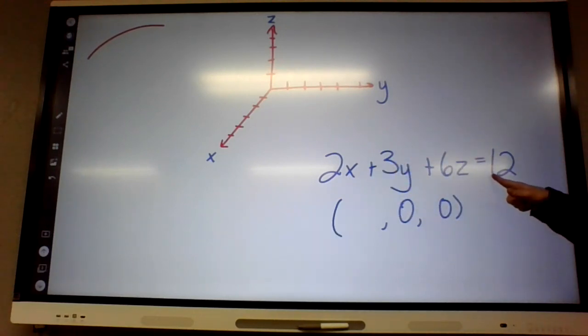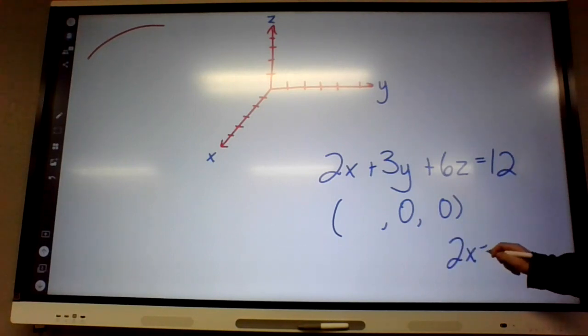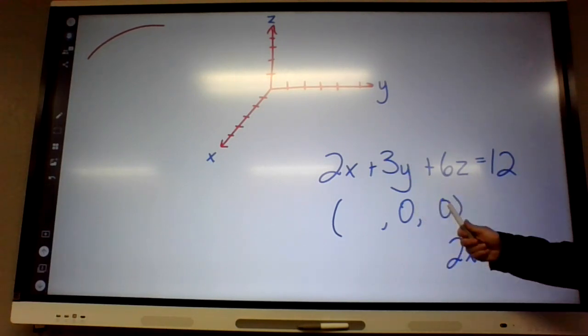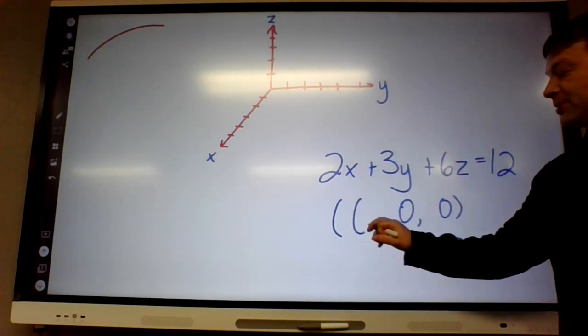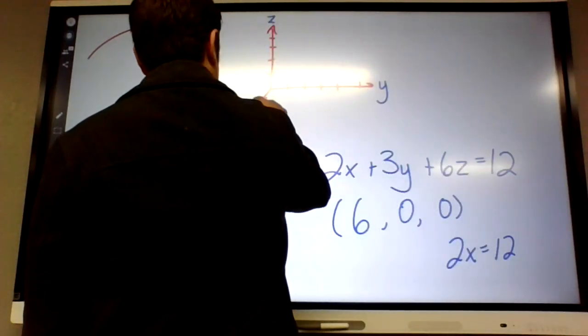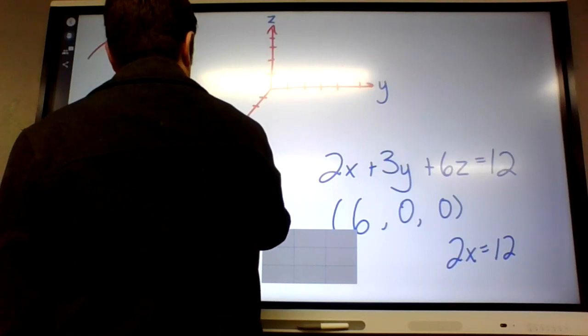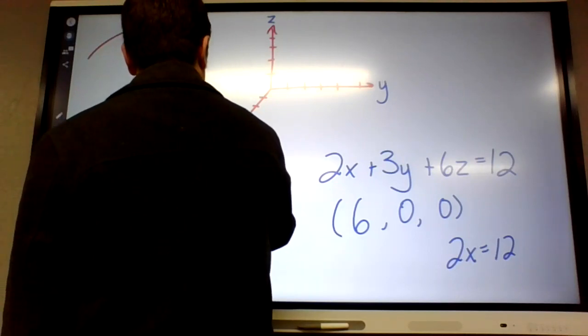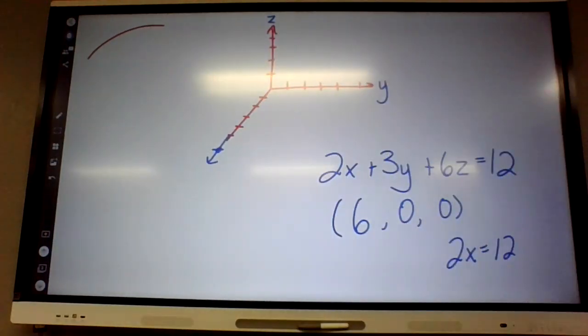So if 2x, I didn't draw my graph big enough. If 2x equals 12, what would x have to be? 6. You guys follow that? So if you put zeros in there, you get 2x equals 12, and therefore x is 6. So (6, 0, 0) is going to be my x-intercept, which means my graph needs to go out to 6. I only went to 5. Beautiful.